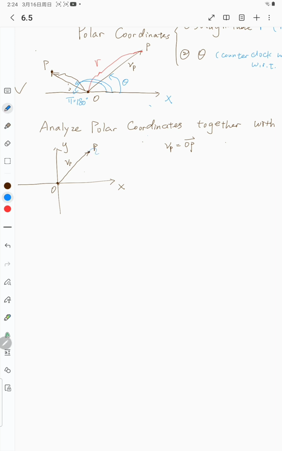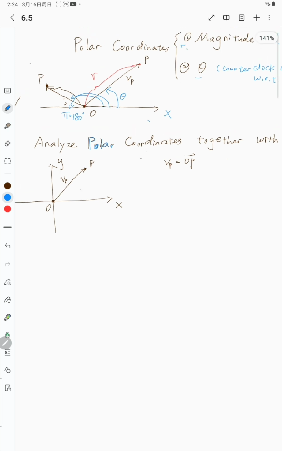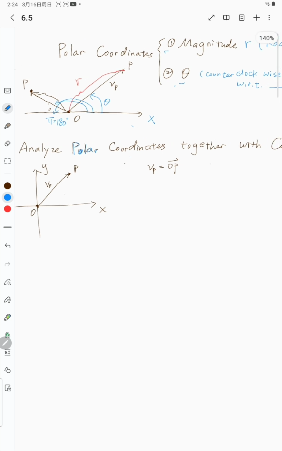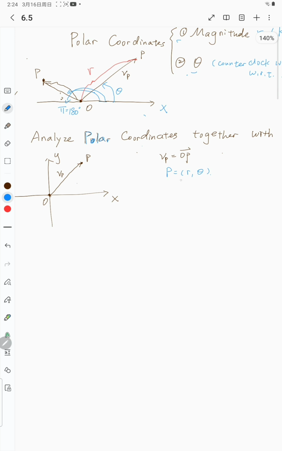So okay, I'm just gonna draw the polar coordinates in blue. And remember, for polar coordinates, we have mentioned that we have another component, theta. So 1, 2 components, right? So R, so polar coordinates, we can say P is equal to some (R, theta), okay? Is polar coordinates.